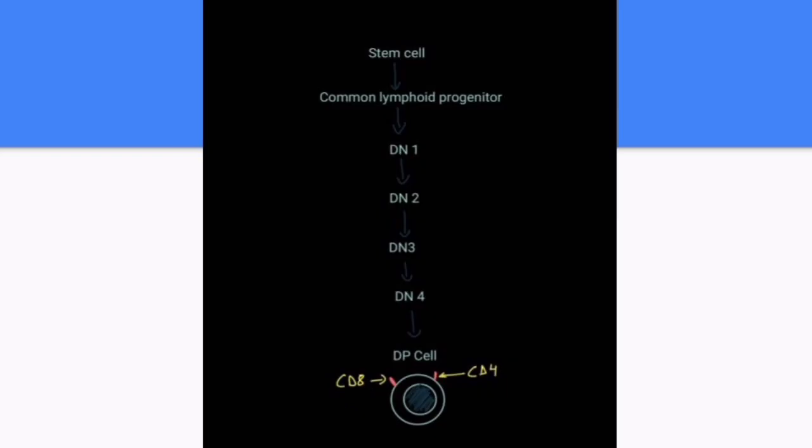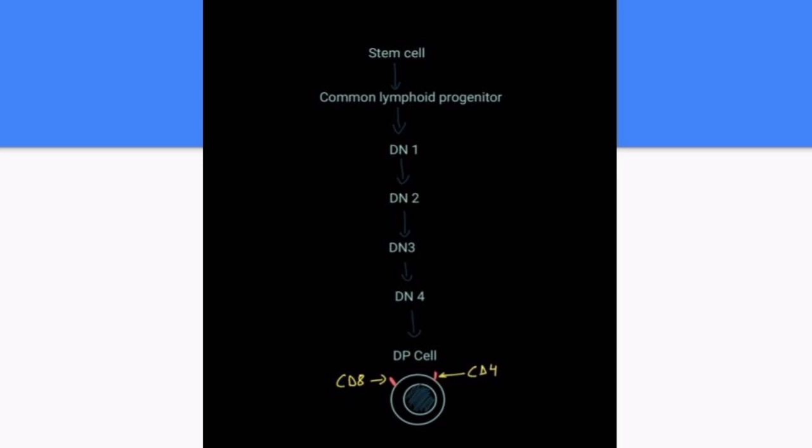Like in B cells, in T cells also it starts developing from stem cells in the bone marrow, then to common lymphoid progenitor cell. Then that common lymphoid progenitor cell moves to the thymus for further development as double negative T cells. These double negative T cells do express T cell receptors, but they are called double negative because they don't express CD4 or CD8 receptors.